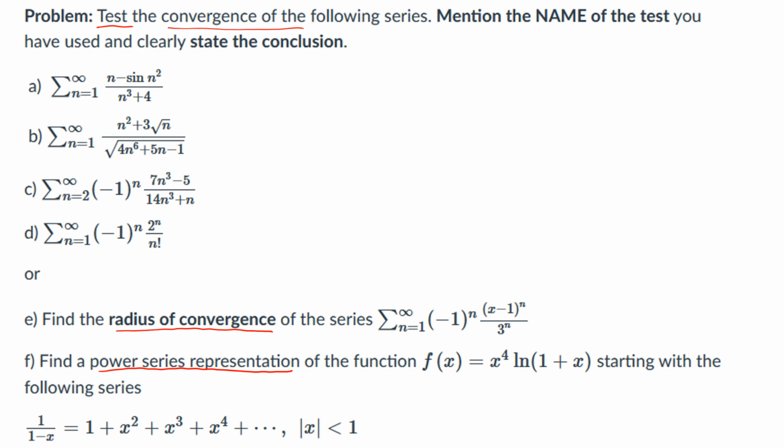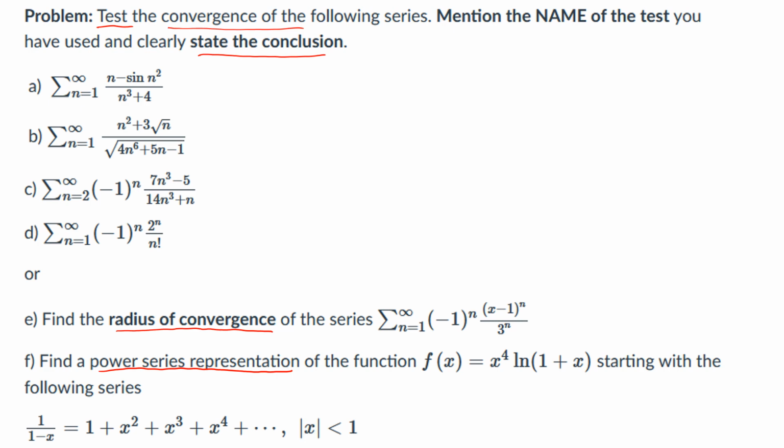So let's do all these types. Let's start with the first one. The first one is the first four parts, and that's about testing series. So let's go for that. Also, you need to mention what test you use. It's very important. You can't just say converge or diverge. You don't get points for that. So you need to mention this is the test, this is the conclusion, like that.